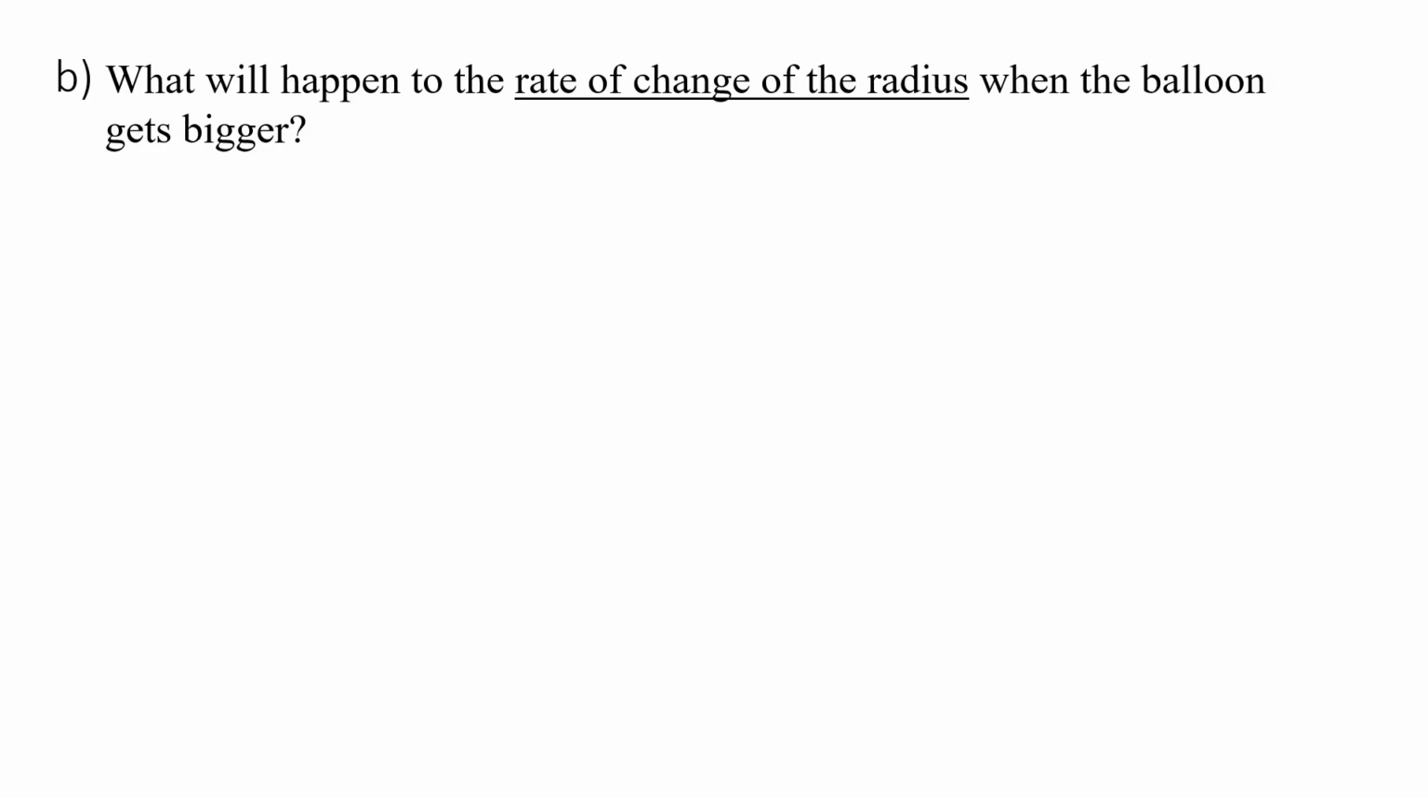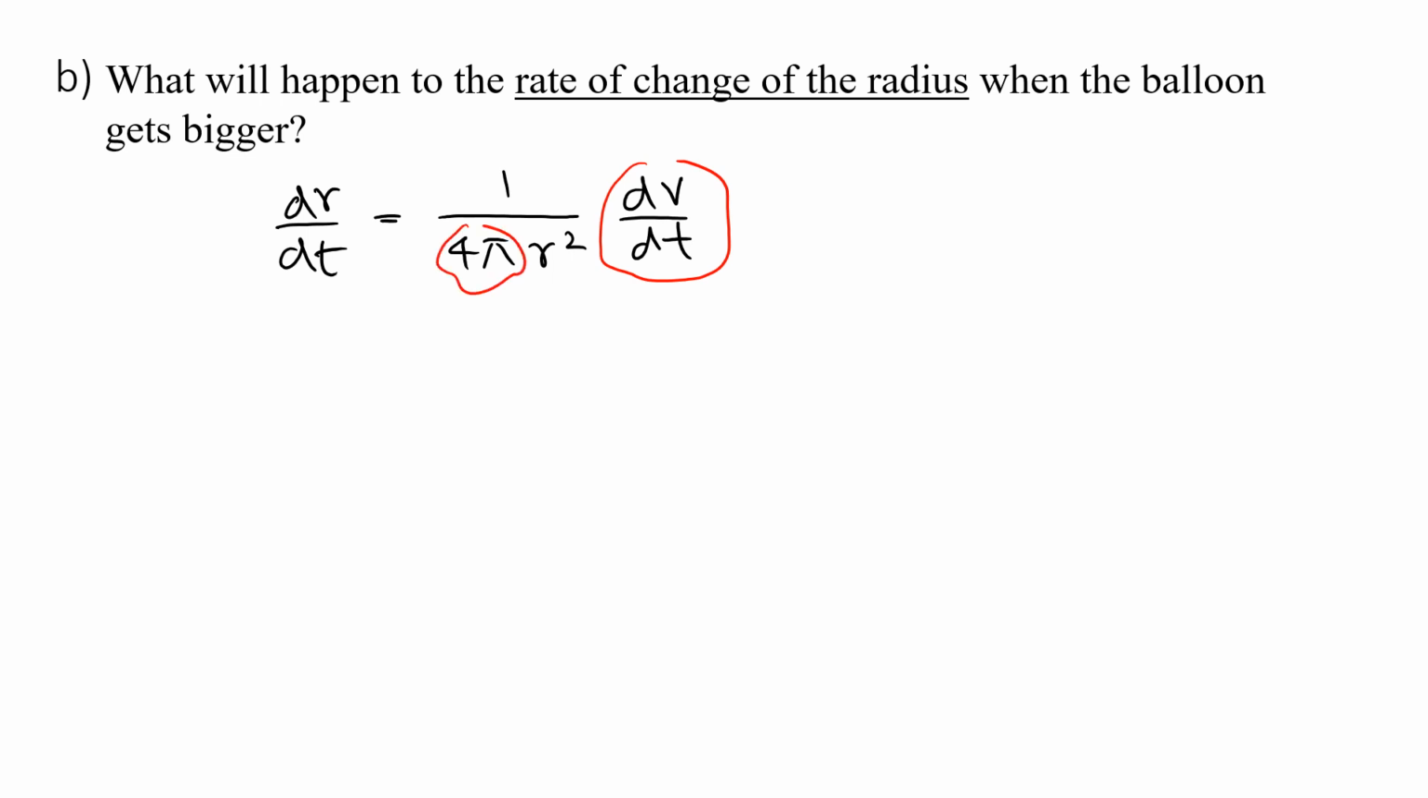So let's look at the second part. In the second part, it's asking what will happen to the rate of change of the radius when the balloon gets bigger. So this is like a theoretical question, and you can look at the same equation. Remember we had dr over dt equals 1 over 4 pi r squared dv over dt. You can see that the rest are constants, so if you ignore them, you can write dr over dt is proportional to 1 over r squared.